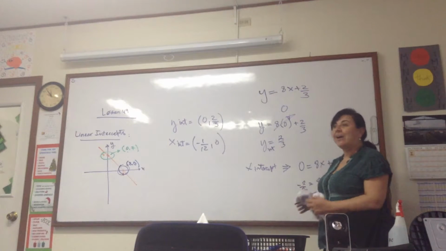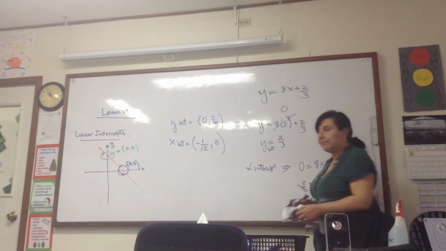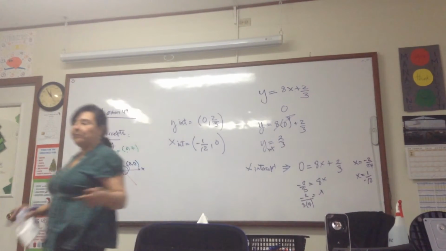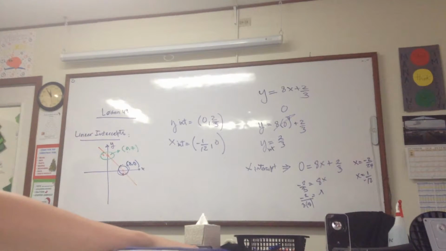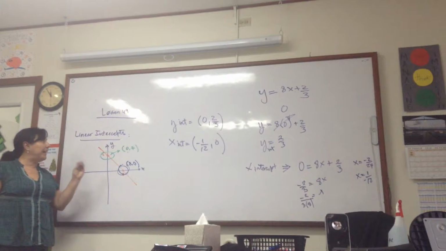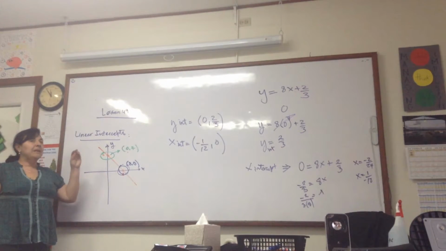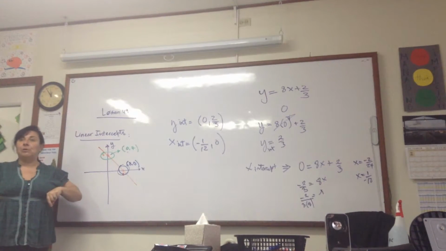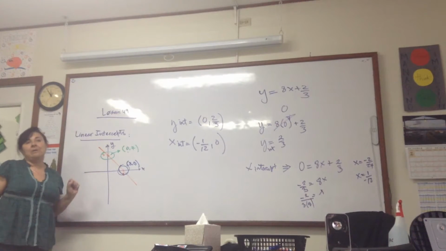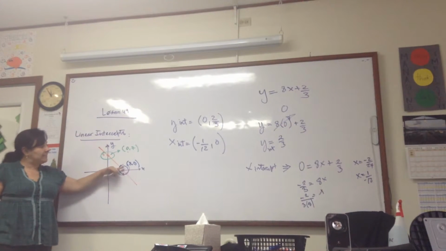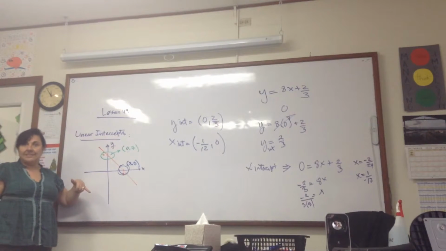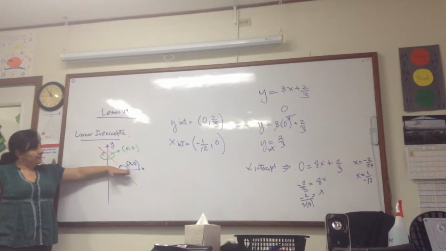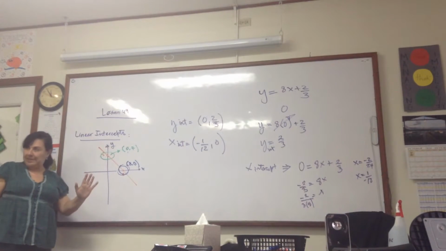Does everybody understand how to find the x-intercept and the y-intercept? Do you have to graph it? No. I just need you to understand the principle behind it. The principle is that for the y-intercept, x equals 0, and for the x-intercept, y equals 0. Why? Because that's where it crosses the two axes, right? Does that make sense? Yes.